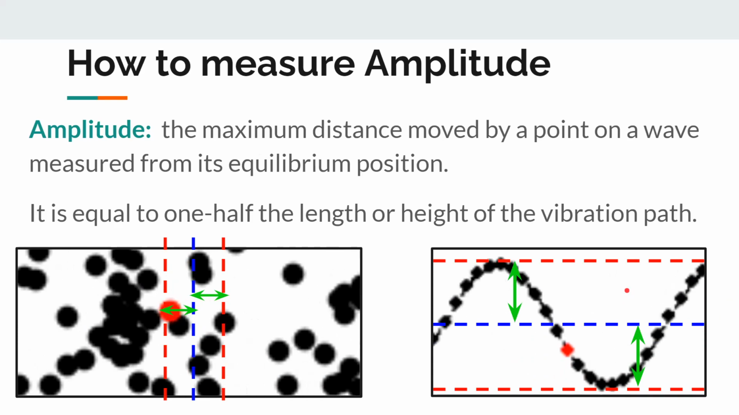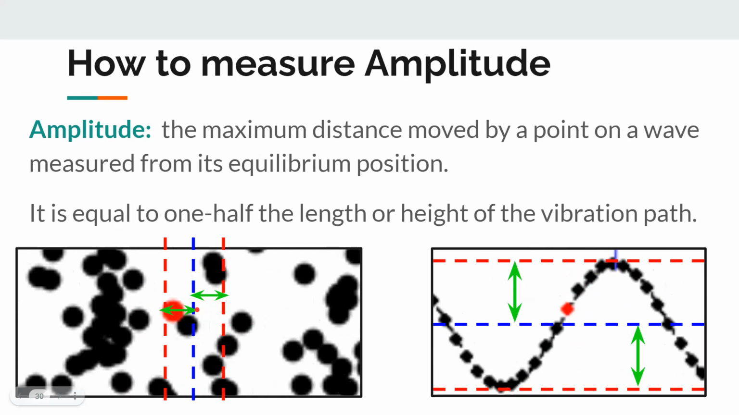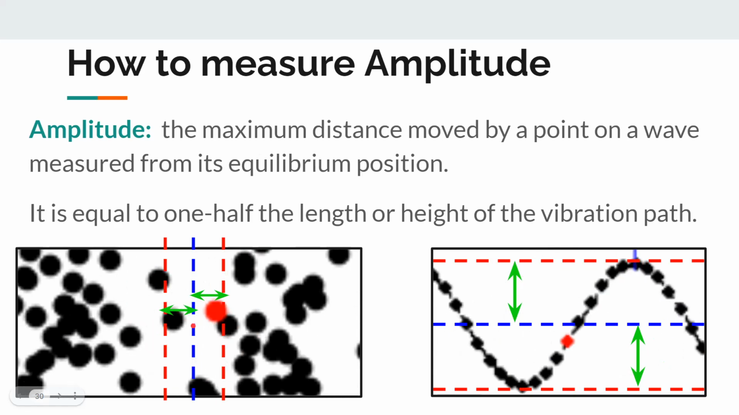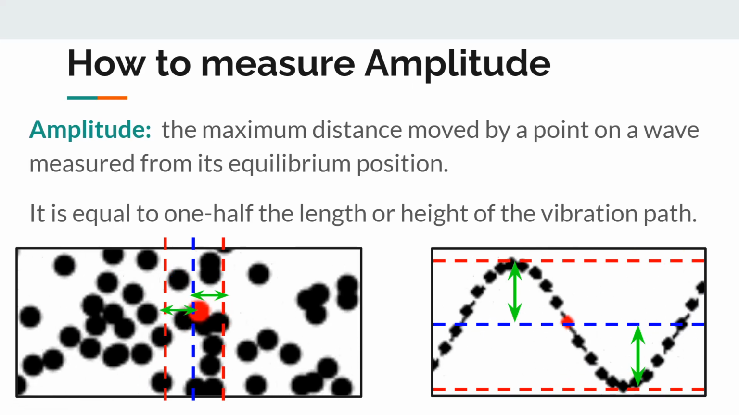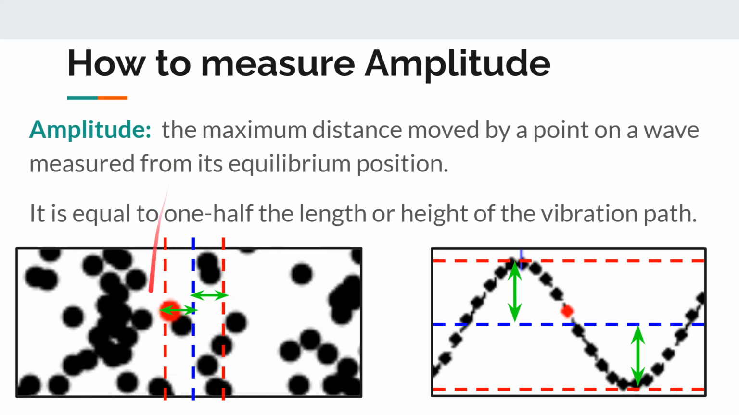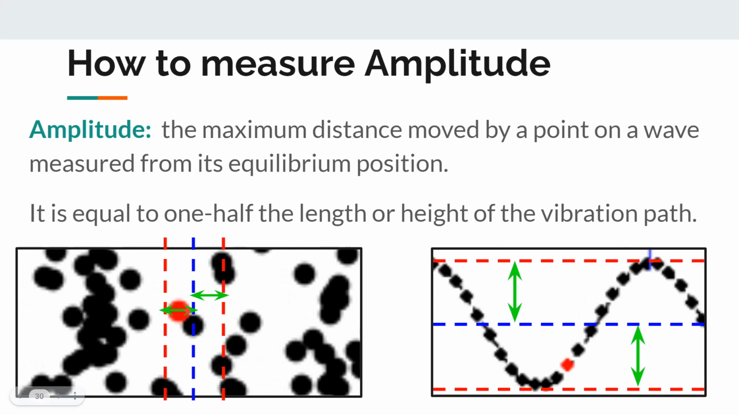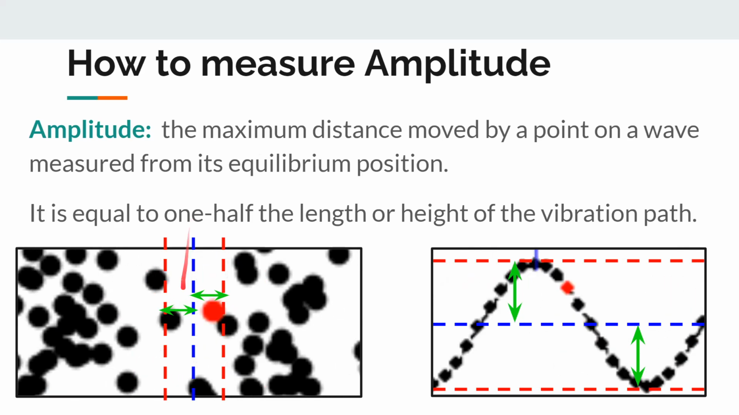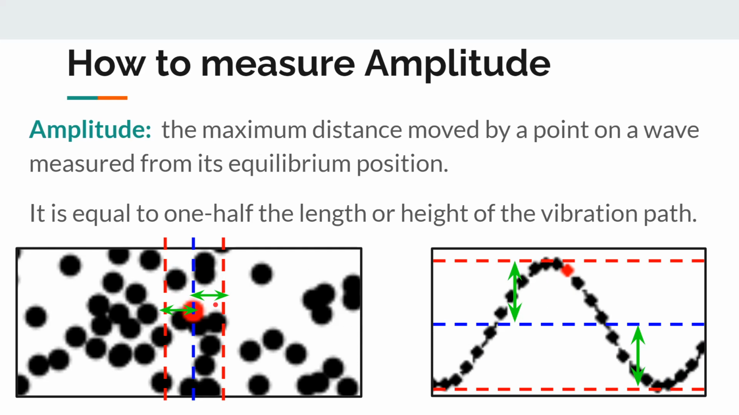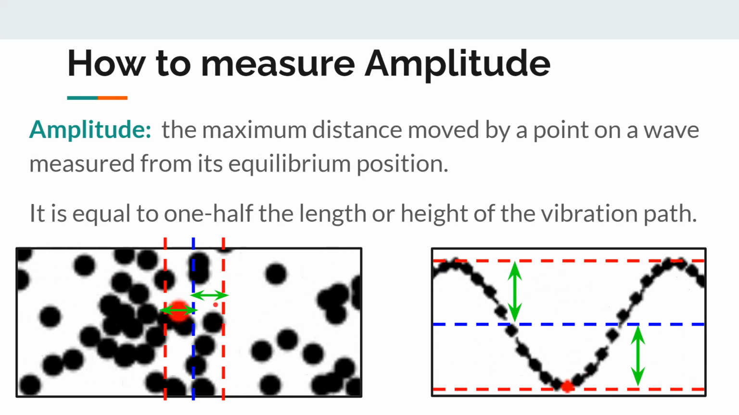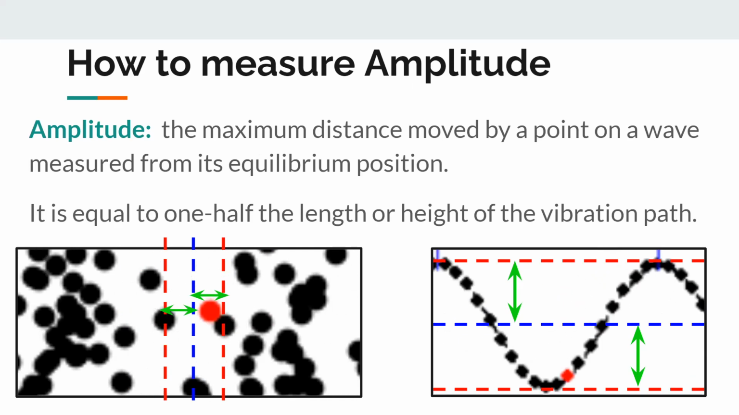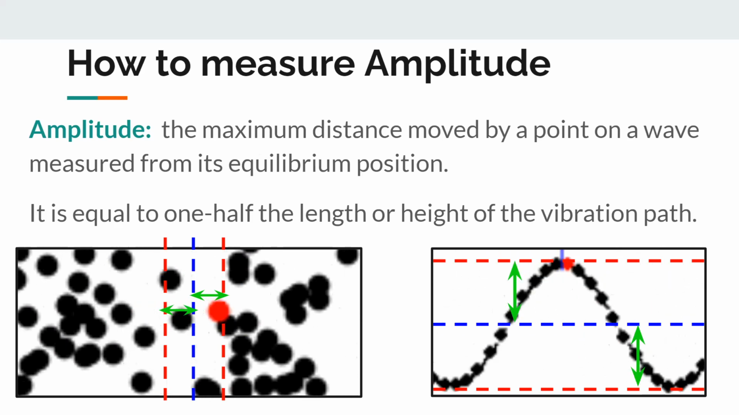And again, this is measuring that distance, but it's half the height of the vibrational path here. For a longitudinal wave, it's half the length of the vibrational path because my vibrational path is back and forth. And so if you focus on this red dot, I've labeled its vibrational path, and you can see half of that with equilibrium in the middle. You can see each of these two green arrows. So again, amplitude is a little bit trickier to see on a longitudinal wave, but it would look something like that image on the left. Okay, half the length of that vibrational path.